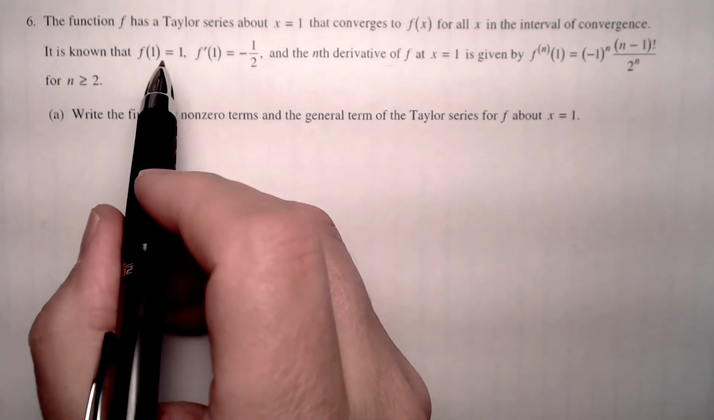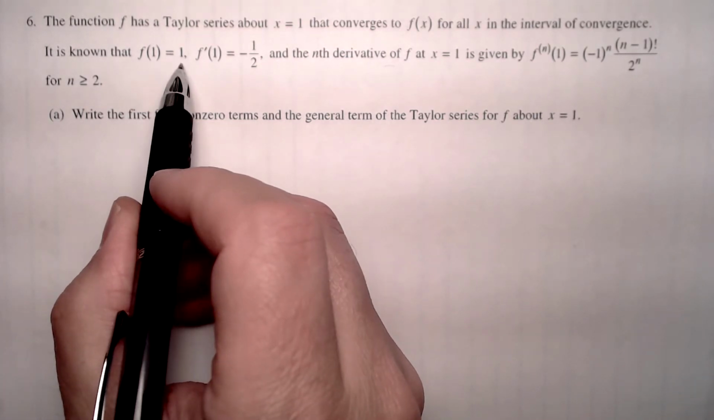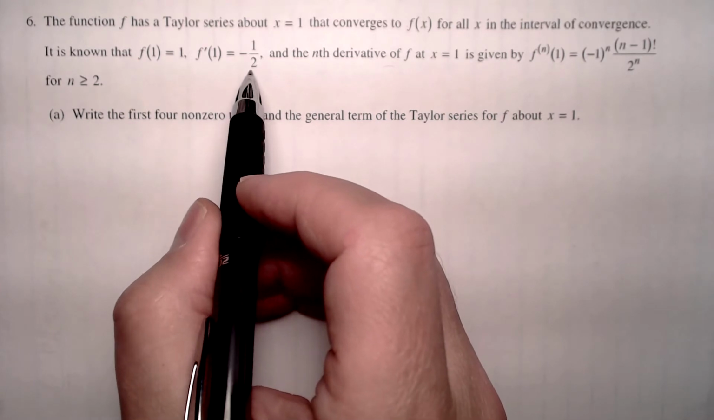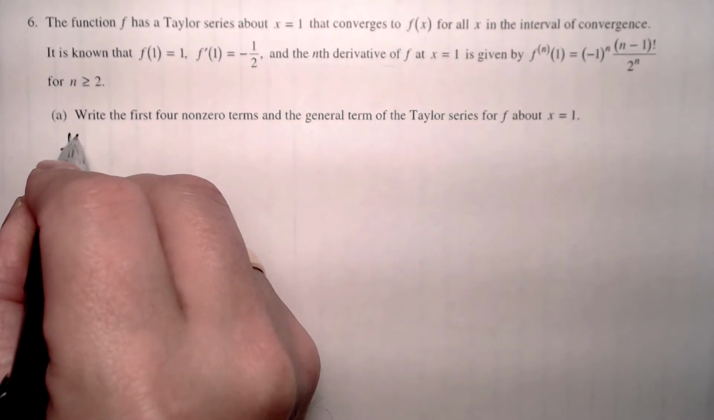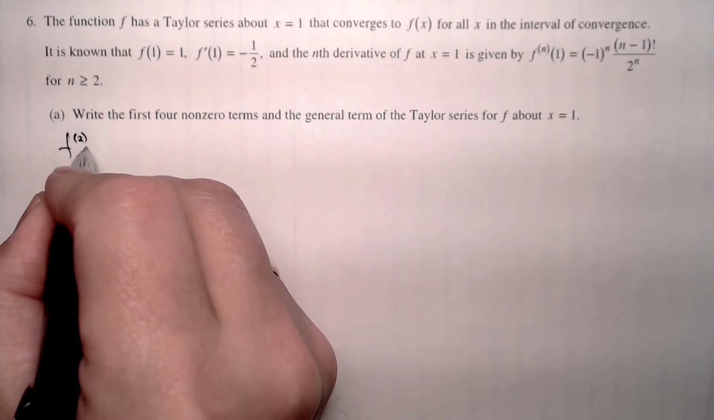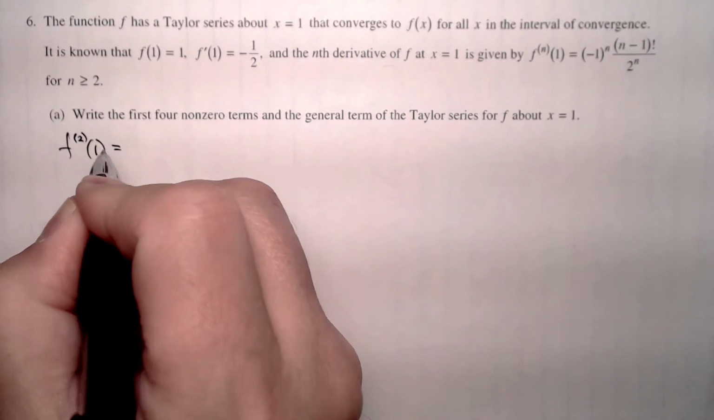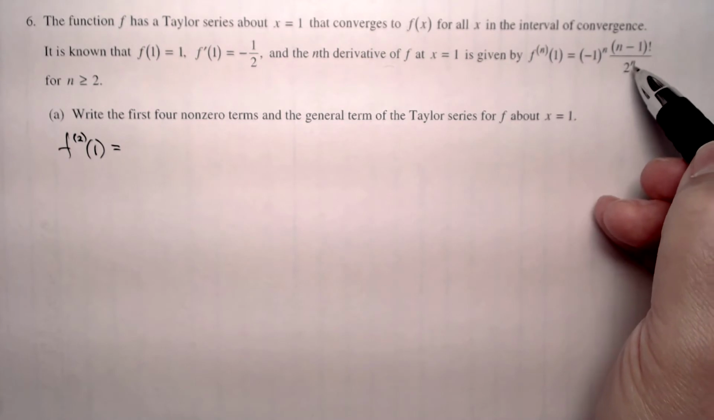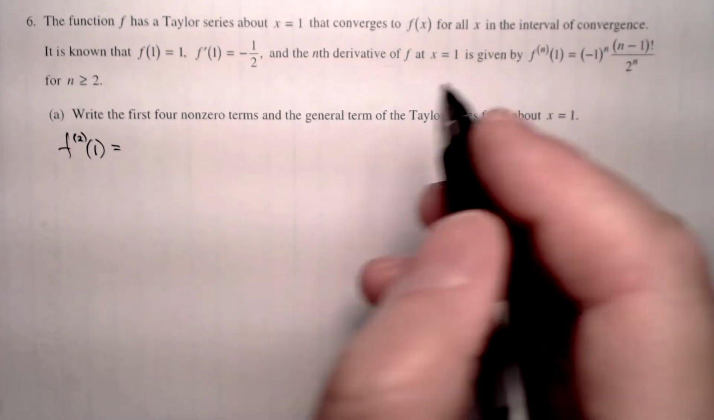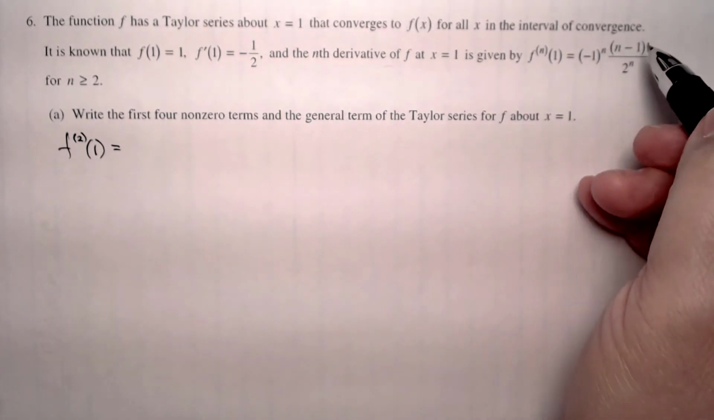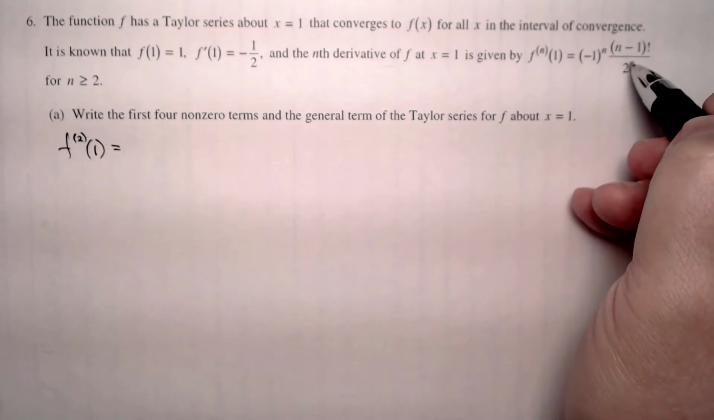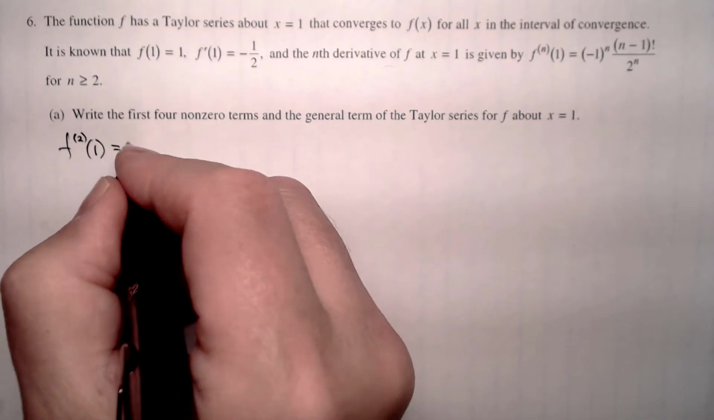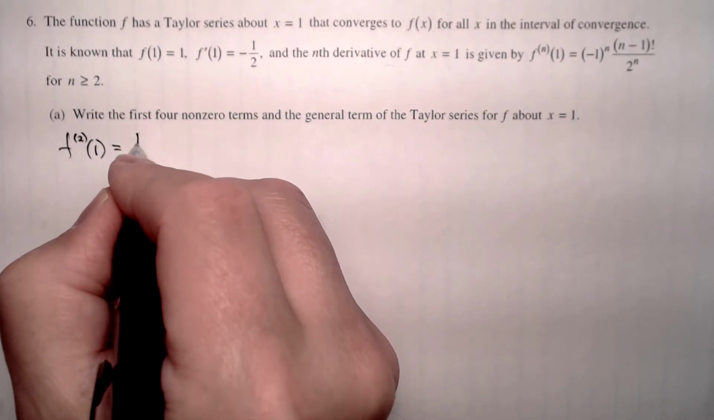So we see that the function is 1, the first derivative is negative 1/2, and then let's do the second derivative at point 1. Just plug in n equals 2 here. We get negative 1 squared is 1, 2 minus 1 factorial, 1 factorial is 1, divided by 2 squared, which is 1/4.